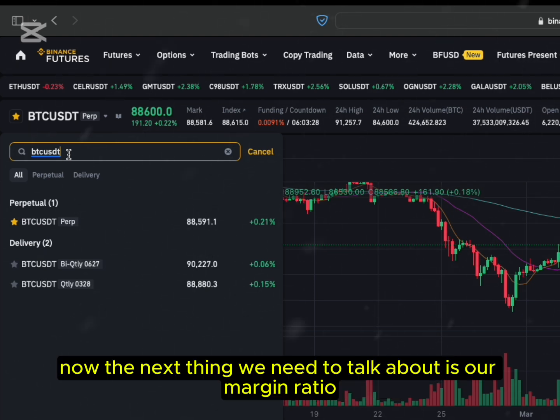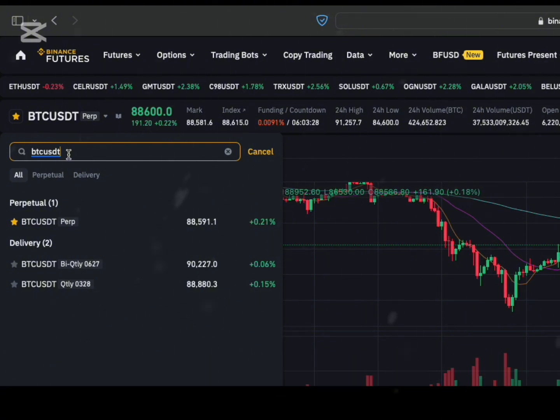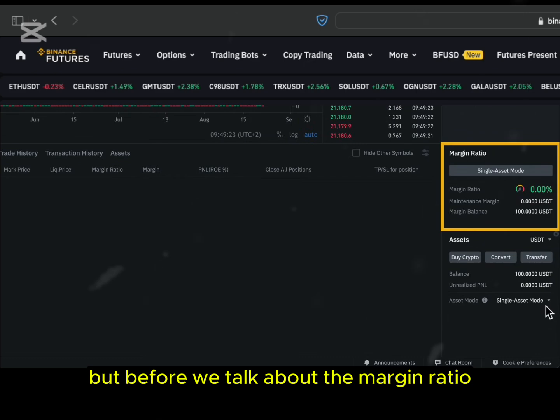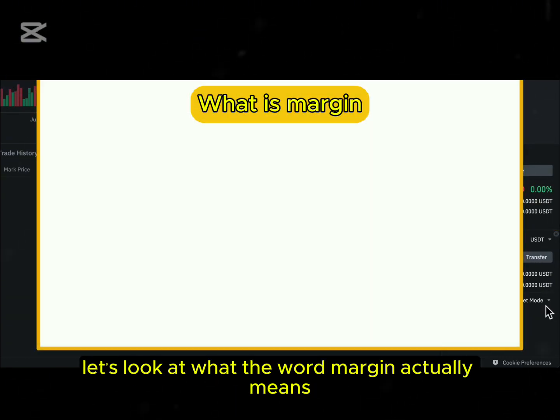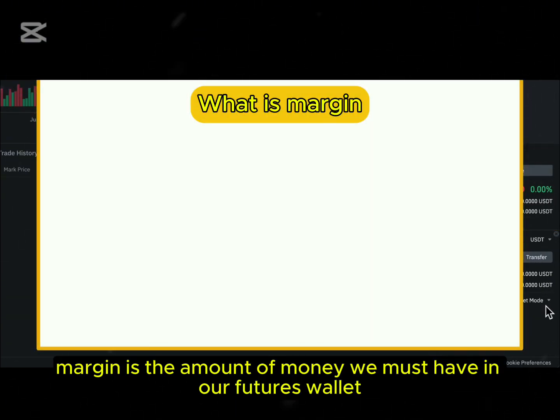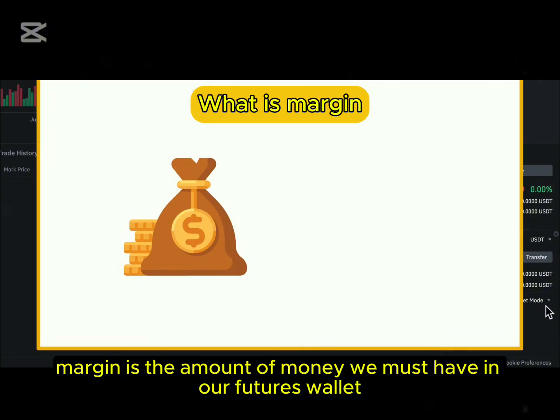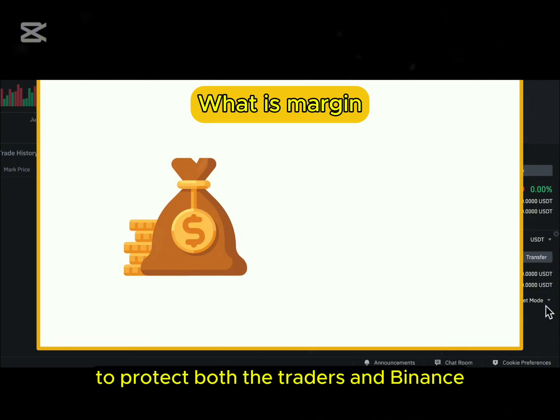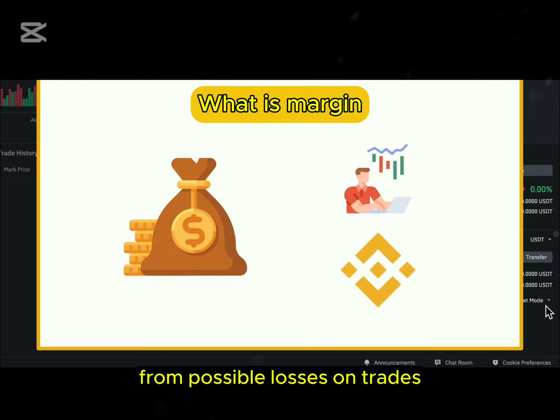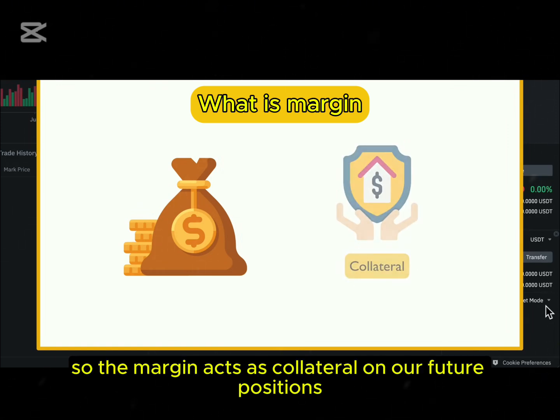Now the next thing we need to talk about is our margin ratio, which we can see down here. But before we talk about the margin ratio, let's look at what the word margin actually means. Margin is the amount of money we must have in our futures wallet to protect both the traders and buyers from possible losses on trades, so the margin acts as collateral on our future positions.